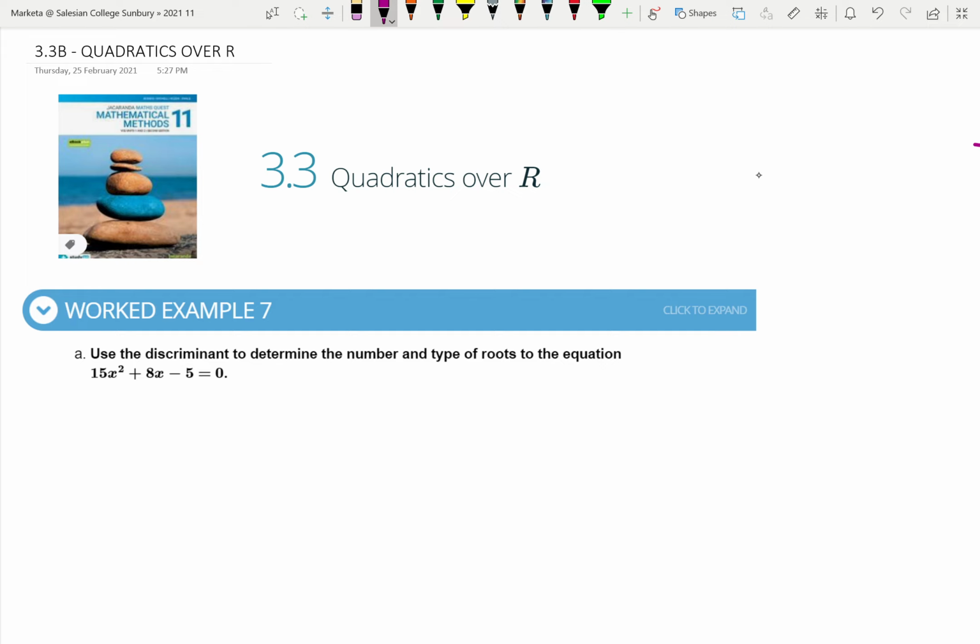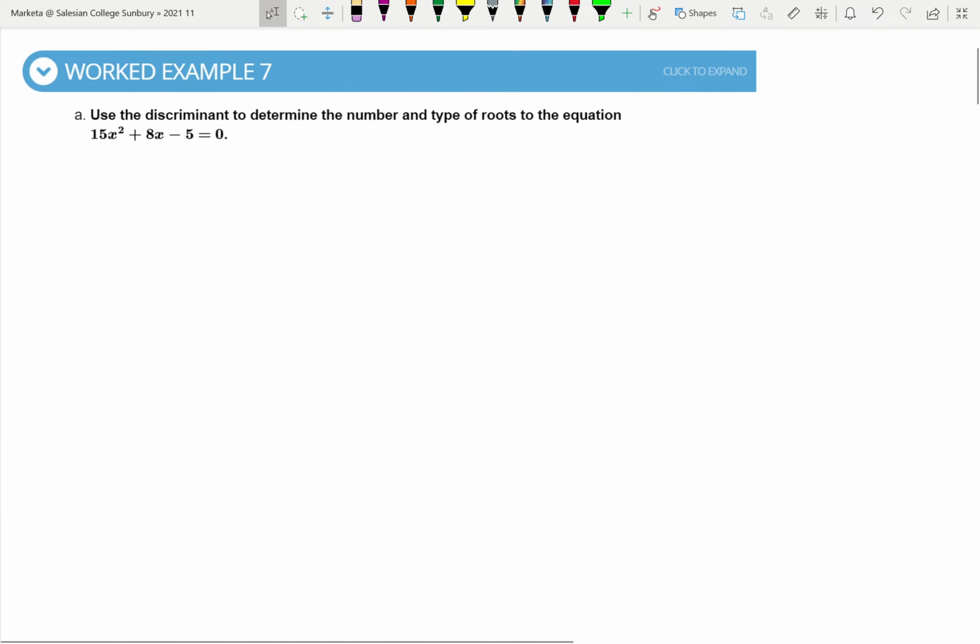Hi guys, today we're going to do the second part of exercise 3.3 from your Jacplus textbook. So it's still quadratics over R. The other worked examples, the previous ones, are in another video, so you might want to check that out before you do these. So look, example 7 is asking us to use the discriminant to determine the number and type of roots to this equation here.